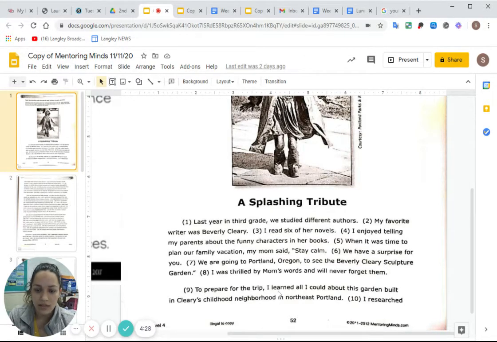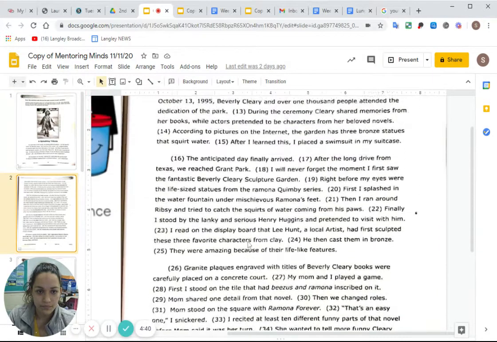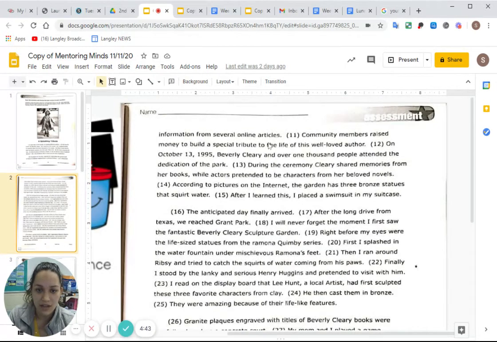To prepare for the trip, I learned all I could about this garden built in Cleary's childhood neighborhood in Northeast Portland. I researched information from several online articles. Community members raised money to build a special tribute to the life of this well-loved author. On October 13, 1995, Beverly Cleary and over 1,000 people attended the dedication of the park. During the ceremony, Cleary shared memories from her books, while actors pretended to be characters from her beloved novels.